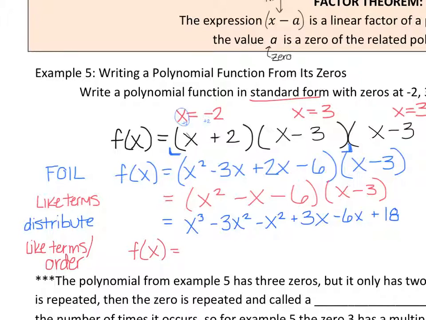Our last step is to combine like terms and make sure everything's in order. So what will come first? X cubed. Okay, took care of that. What next? We can combine our x squared pieces. So -3 and -1 make -4x squared. And then combine your x pieces. So 3 and -6 make -3x, and then plus 18, and you're done.